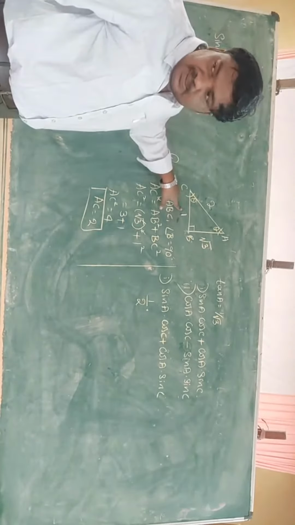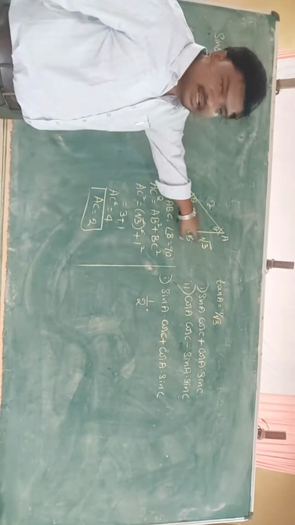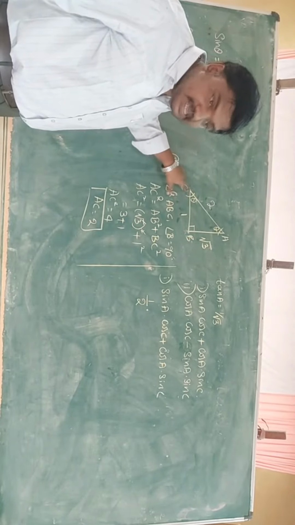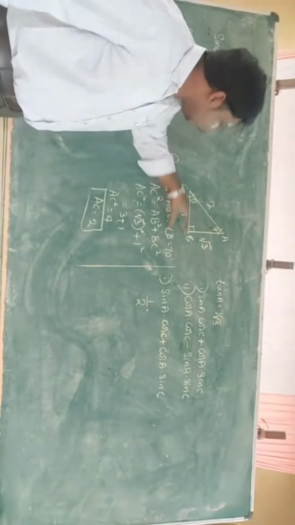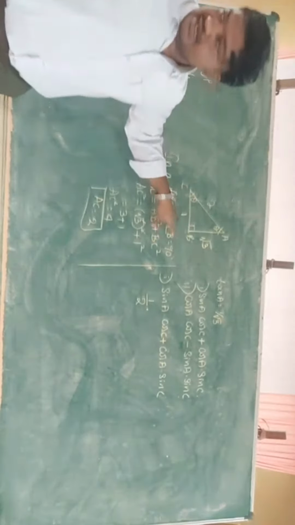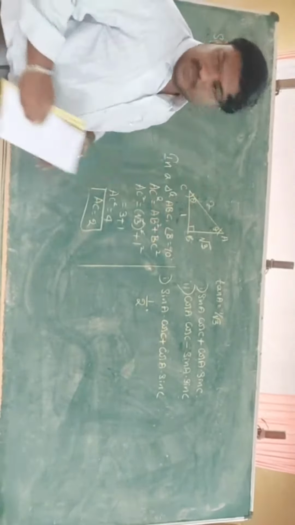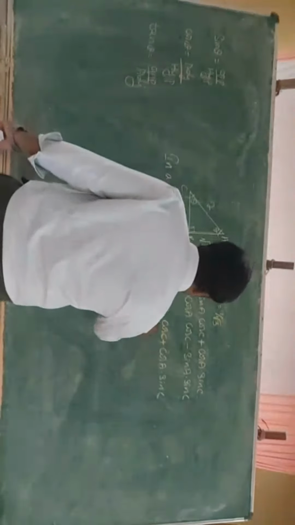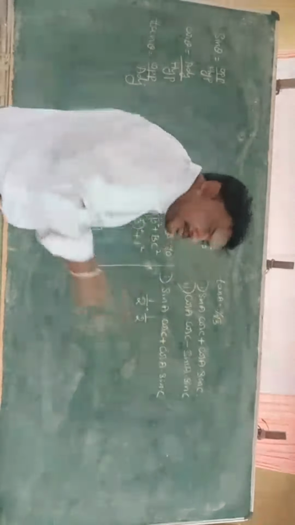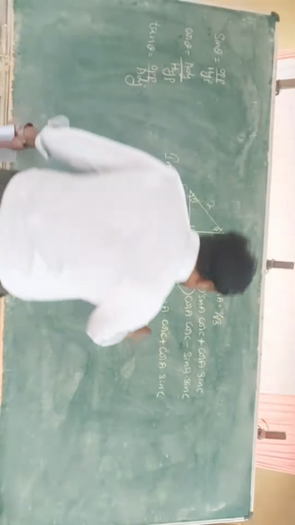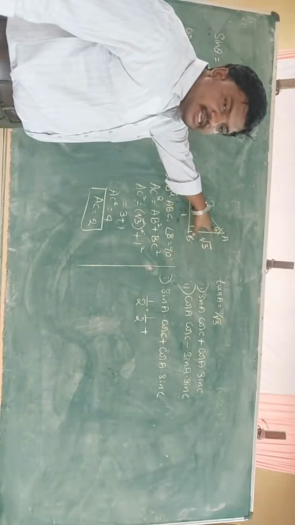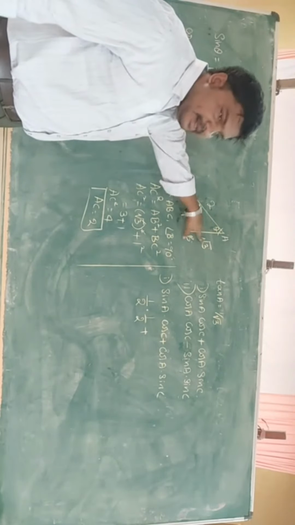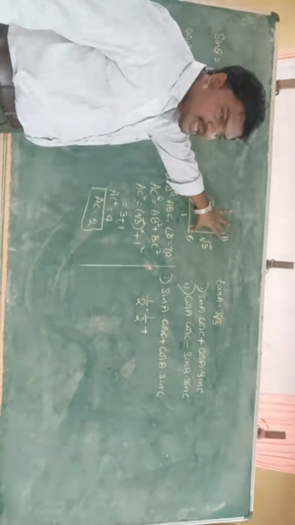Adjacent is 1, not root 3, because the angle is formed at C. If the angle is formed at A, AB becomes adjacent. If the angle is formed at C, BC becomes adjacent. So 1 upon 2, again 1 upon 2, opposite upon hypotenuse, adjacent upon hypotenuse, plus cos A. Again, angle formed here. Cos A is adjacent upon hypotenuse. Which side is adjacent? AB is adjacent.